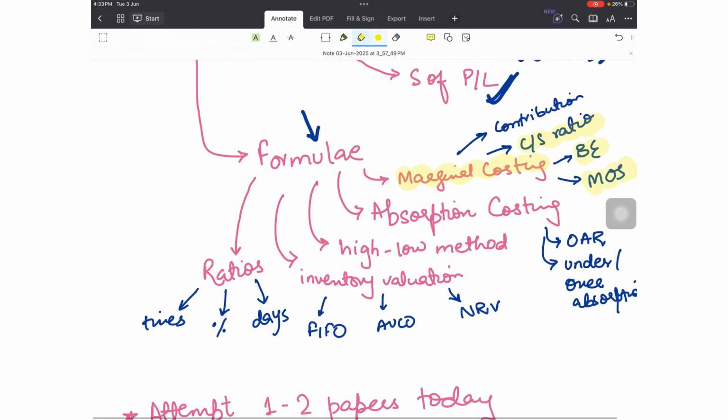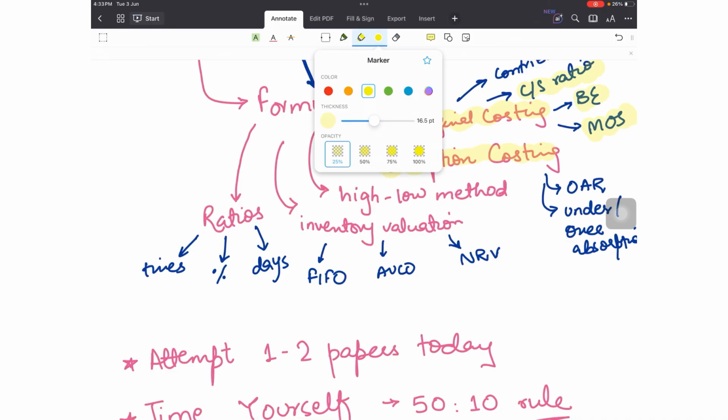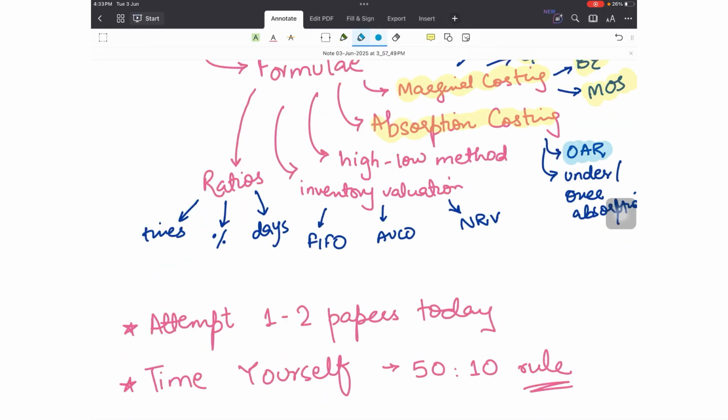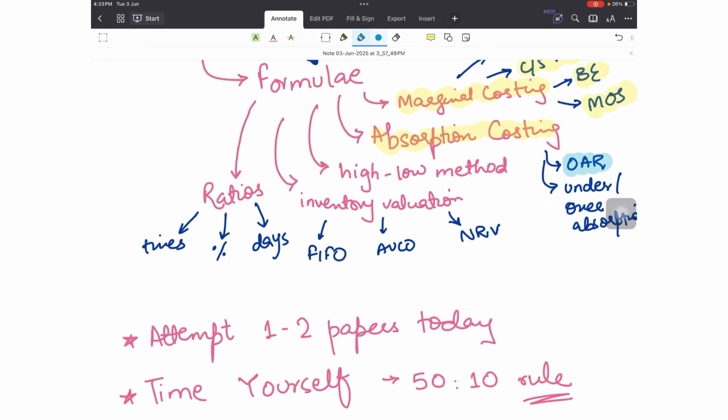Sales revenue is calculated. Then moving towards absorption costing, what we must know is how OAR is calculated. It is always calculated on budgeted figures: budgeted overheads upon budgeted either units or hours, and then the formula to calculate under or over absorption.